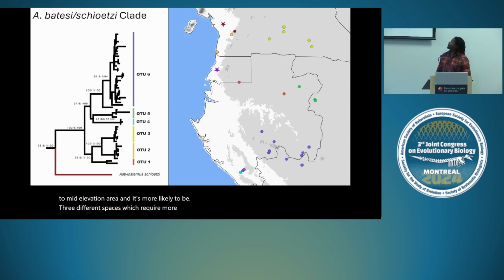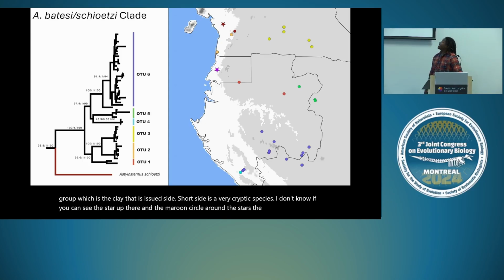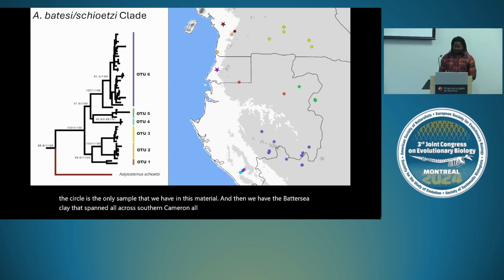And then we have the most widespread group, which is the clade Battersea schutzi. Schutzi is a very cryptic species. I don't know if you can see the star up there in the maroon circle. The star is the holotype area, and the circle is the only sample that we have in the soil material. And then we have the Battersea clay that spans all across southern Cameroon all the way to southern Gabon. It's a pretty widespread species, also very associated with clear water and rainforest.